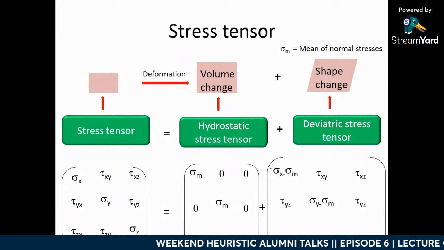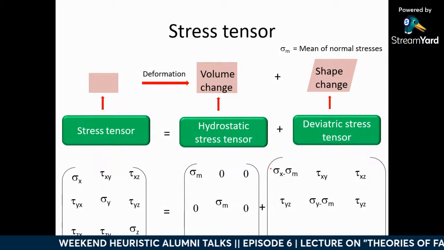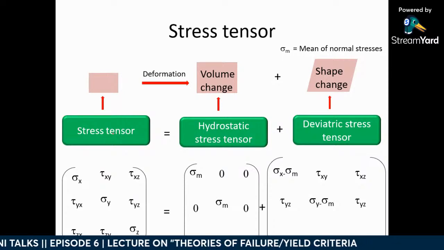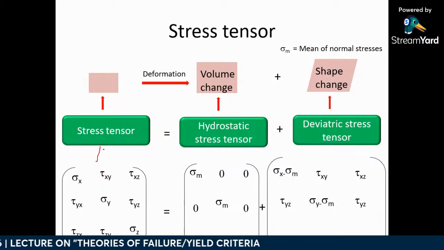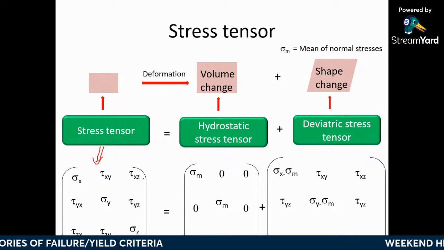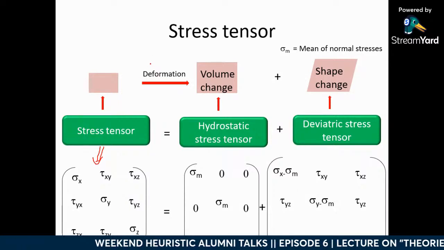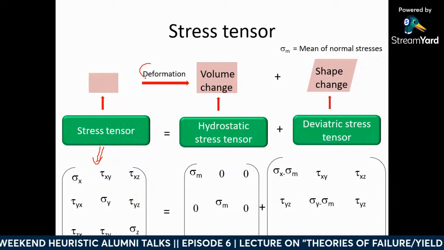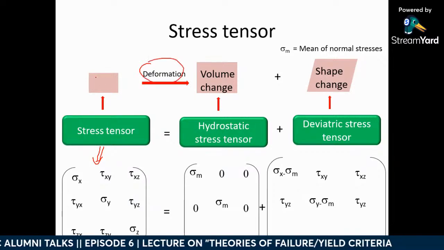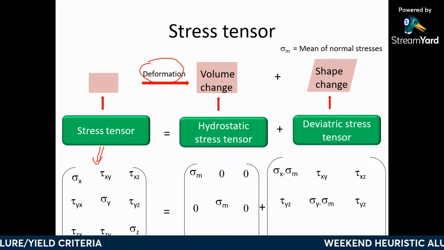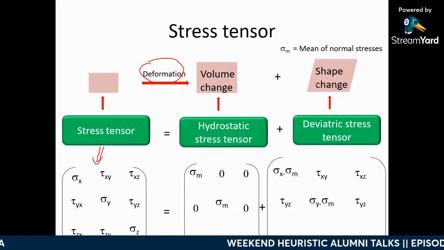Okay, so we'll move on to the concept of stress tensor. So this is your object. On this object I am applying some stress. The stress is defined in this way, a 3 by 3 matrix. So obviously what will happen? It will deform because of this applied stress. So what do you mean by deformation? Either the volume will expand or contract, or the shape will change, right? Deformation is nothing but either volume changes or shape changes, or sometimes you will see both, volume change plus shape change.